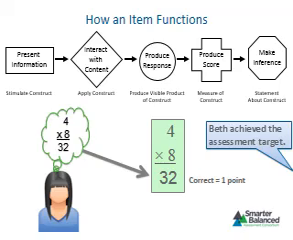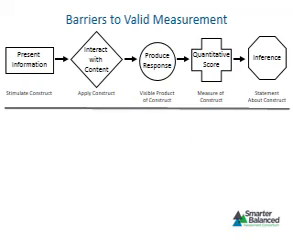Given the way in which items and tasks are designed to function, there are four main barriers to how well an item or task is able to access the knowledge, skill, or ability that operate within each student and elicit evidence to support the claims about the knowledge, skill, or ability that is the target of assessment.